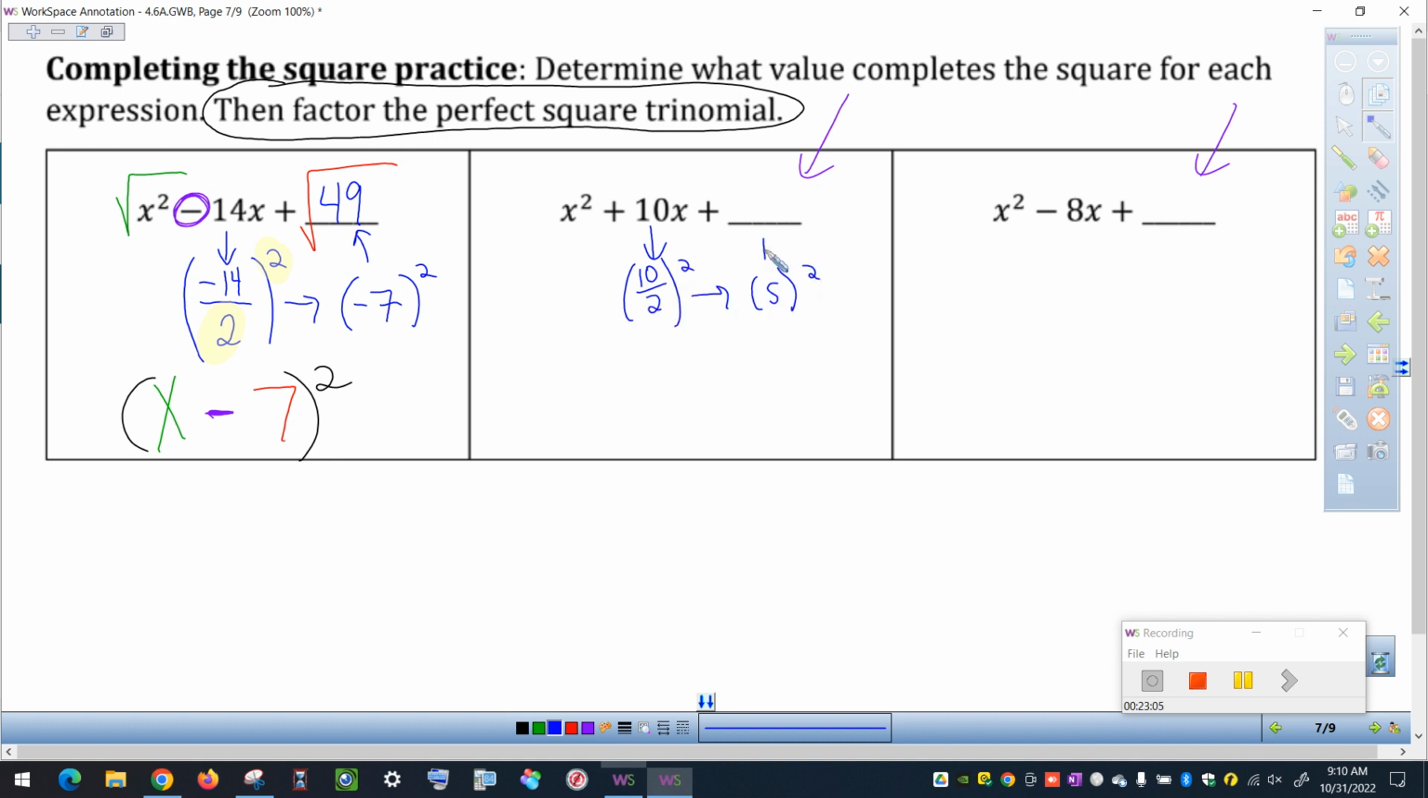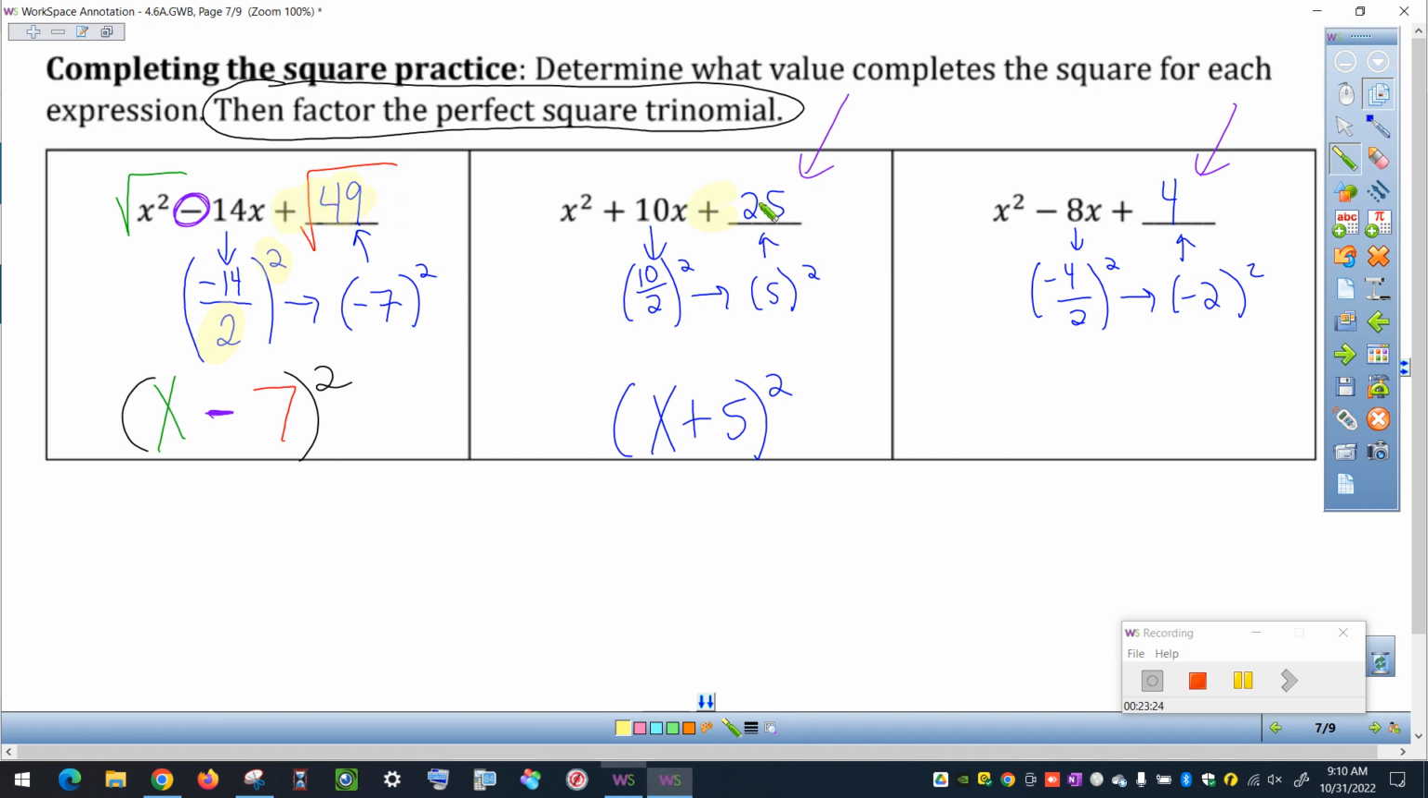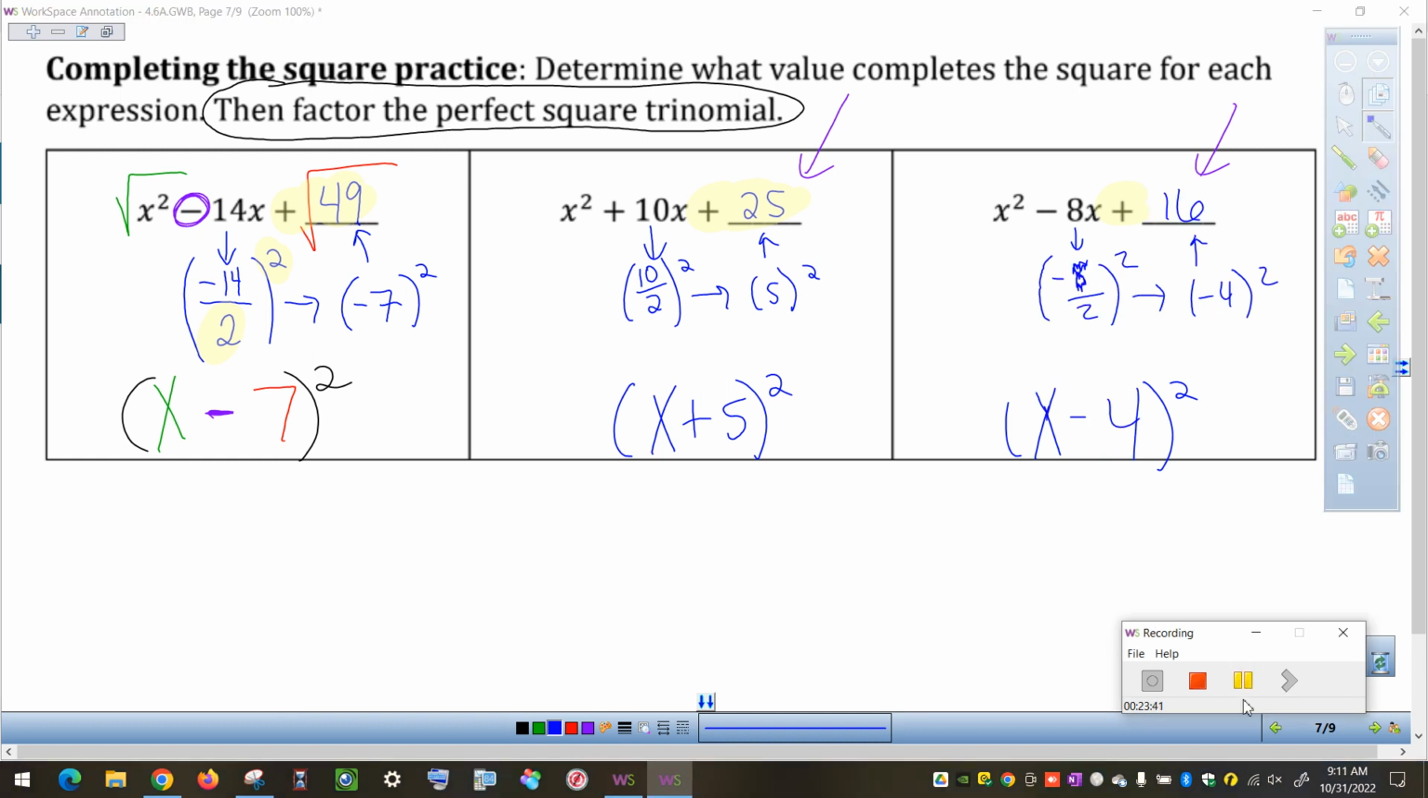All right, so always the middle number divided by 2 squared. So the next one here, we're adding the 25 onto the end, so it's going to factor into the quantity x plus 5 squared. Notice that the number that we're adding onto the end is always positive, because it's always the result of squaring something. So that's interesting. But again, if the middle term is being subtracted, we are going to have a subtraction sign. Oh, hold on, what did I mess up? All right, so that last one ends up being the quantity x minus 4 squared.